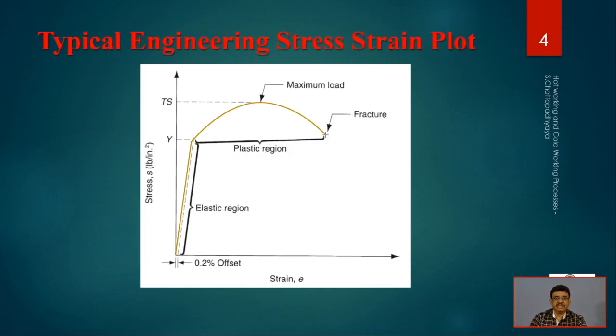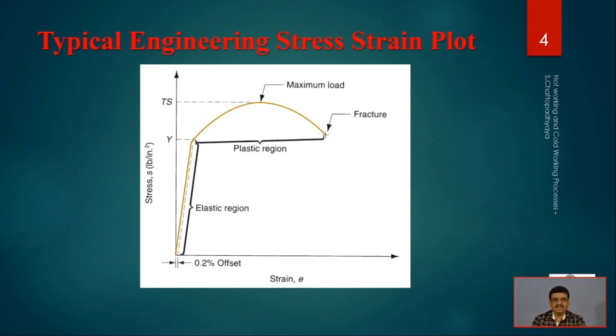So this is the typical engineering stress-strain plot. We can see the elastic region and plastic region, and a mechanical or manufacturing engineer cannot afford to forget this in his lifetime. Even if he slips, he will come back and find out the division between those two regions of the stress-strain curve. The elastic region is linear, and the plastic region, after the yield point, is non-linear, followed by maximum load and then fracture. We have to do everything before the fracture. If the material is fractured, our purpose is not served.